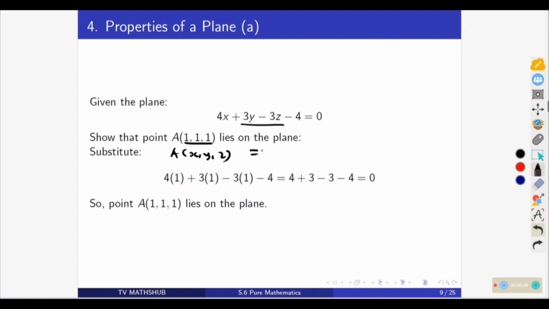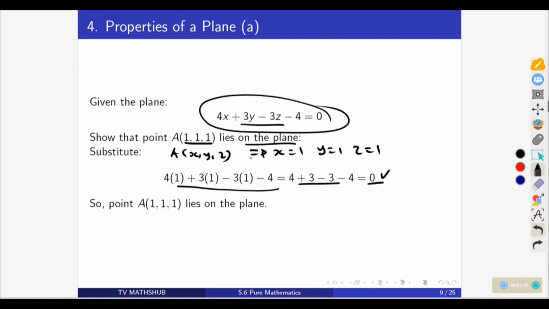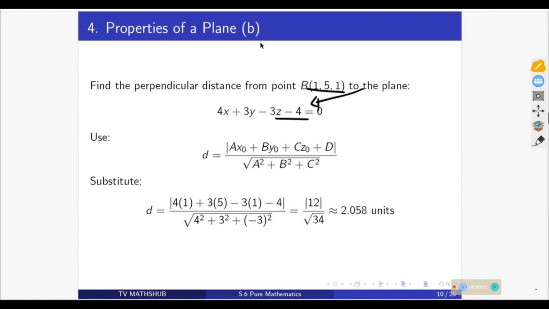This point is in the form of x, y, and z, so x is 1, y is 1, and z is 1. When you substitute x, y, and z, that is 1, 1, 1, this expression gives us 0. So clearly, we can see that the point (1, 1, 1) lies on the plane because it satisfies the equation of the plane. Next, let us talk about 4 part B.